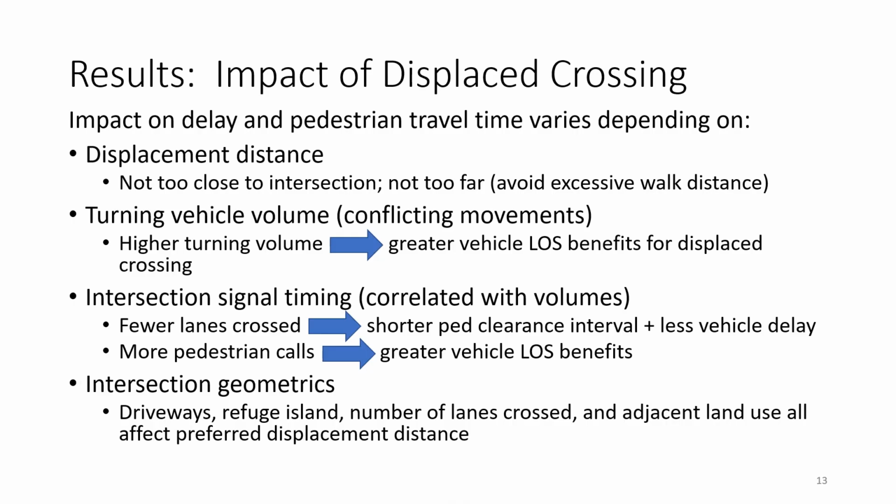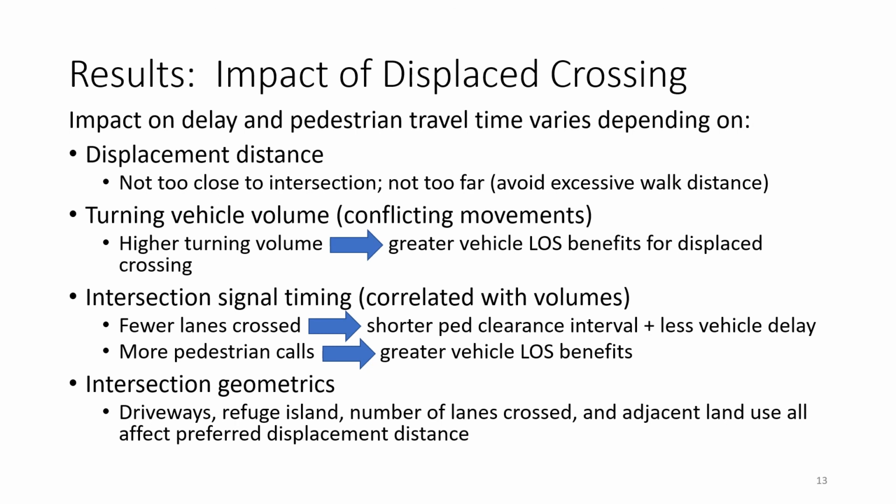Based on our simulation results, we find four main factors playing a role in terms of the extent of benefits gained from the displaced crossing. Factor number one is the displacement distance, where that distance can't be too close to the intersection as it may increase delay to vehicles, but it also cannot be too far from the intersection as it could divert pedestrians. The second factor was the volume of turning vehicles, where it was found that the higher that volume is, the greater the vehicle's level of service benefits are.